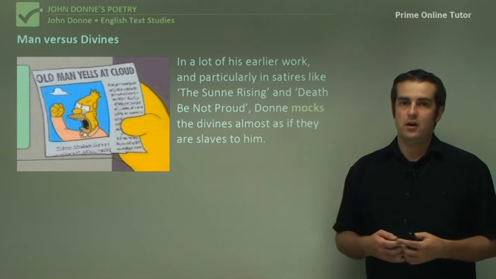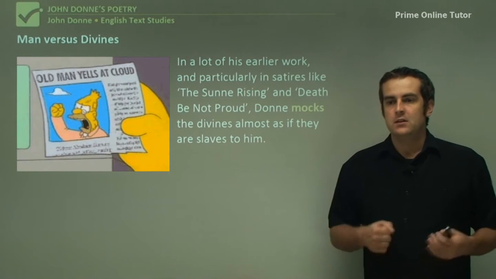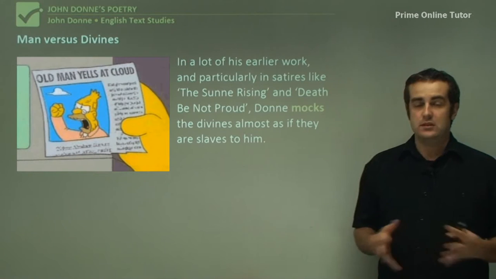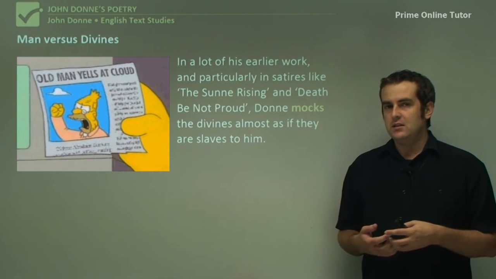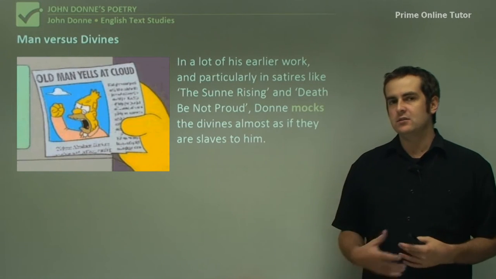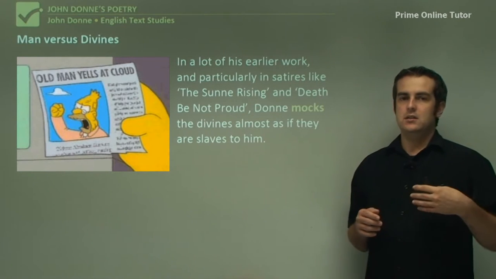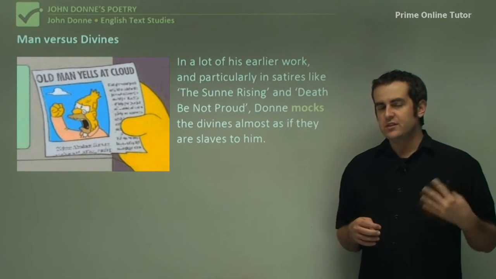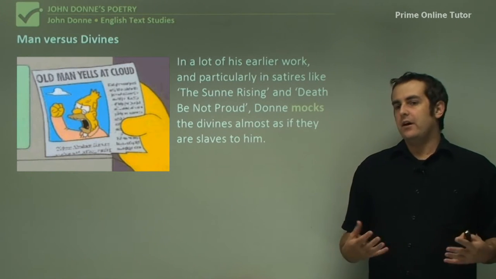In the case of The Sun Rising, it's because he's found something more important, which is love. To have those two together is a way of saying that he's one person who can hold the divines in contempt to an extent. He doesn't hold God in contempt. He never would. However, he uses his faith as a way to justify being able to toy with the divines a little bit.